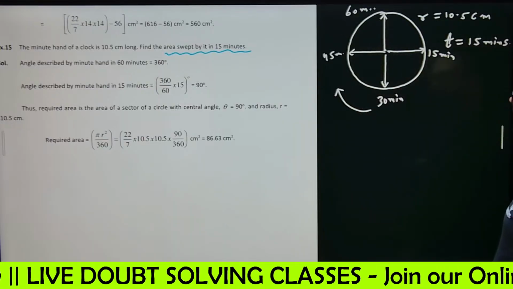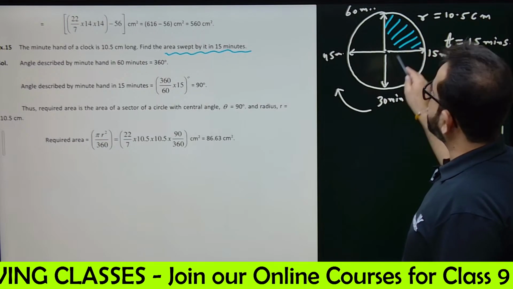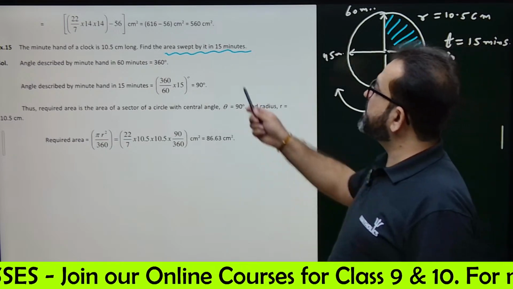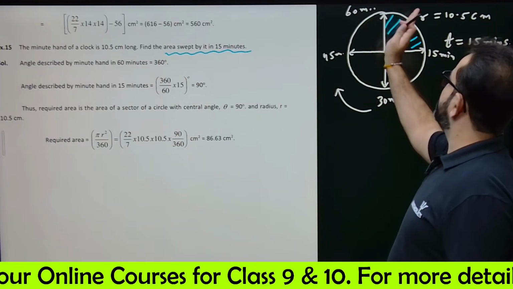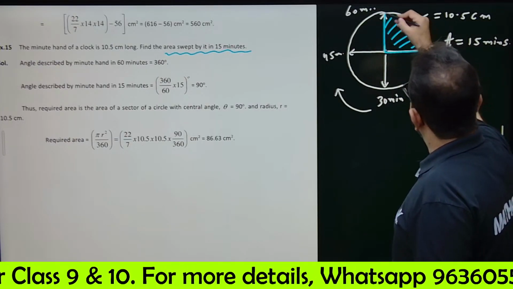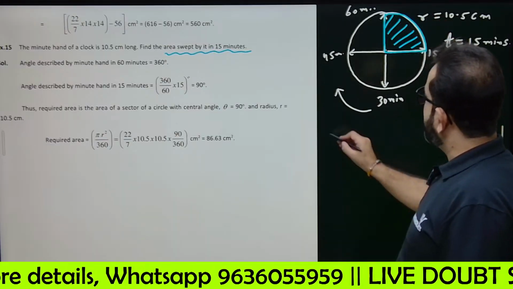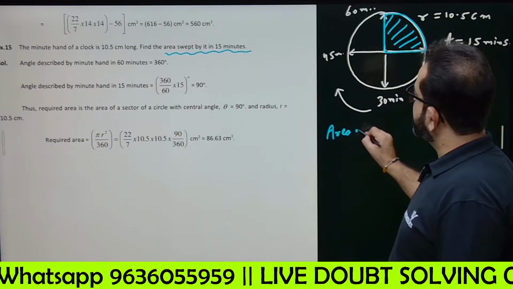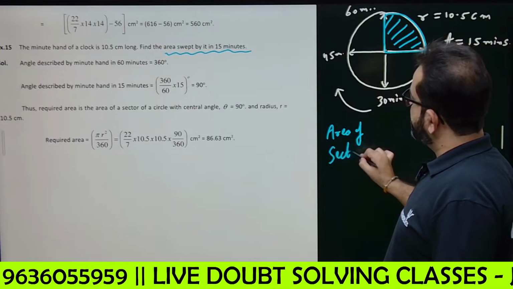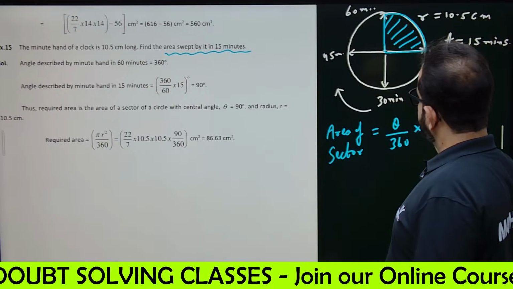So after 15 minutes, I can say this is the area swept. What is the area swept? This hand will come in this direction. So can I say this will become a sector? So I just have to find the area of a sector. And the area of a sector formula, which you are very much aware of, I've told you: theta by 360 into pi r square.